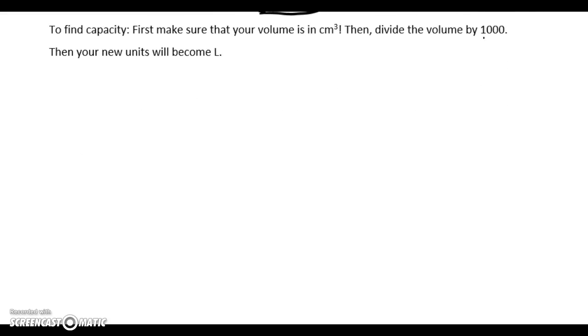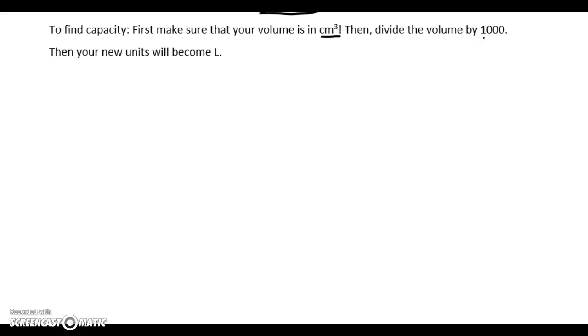So suppose we know our volume and we were asked to find our capacity. Our first step is to make sure our volume is in centimeters cubed. That's really important because that rate we discussed earlier is talking about centimeters cubed compared to liters. So my number one recommendation, if you're not given centimeters and you're asked later on to find your capacity, is to find your volume in centimeters cubed first. So step one is convert to centimeters before finding your volume.